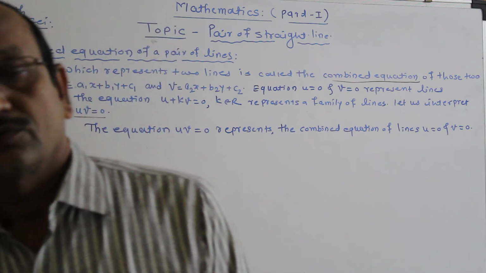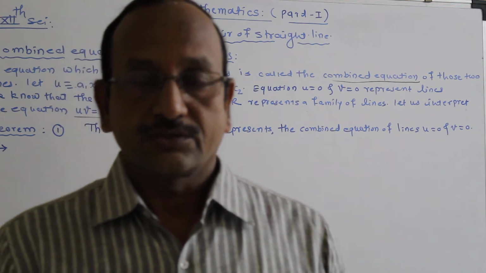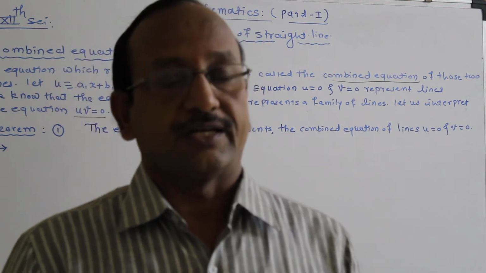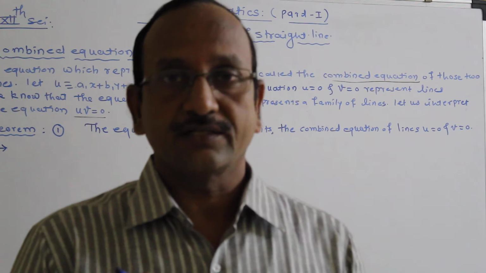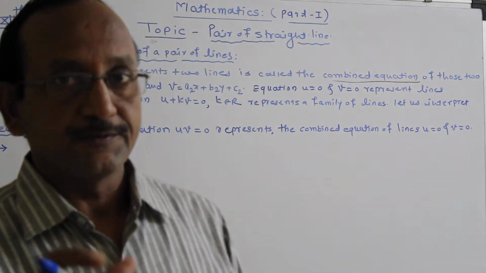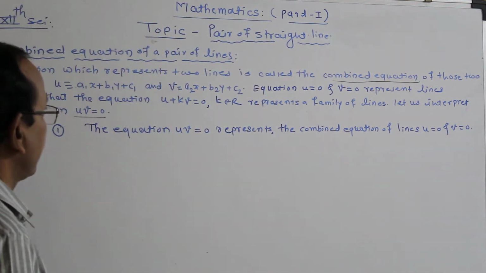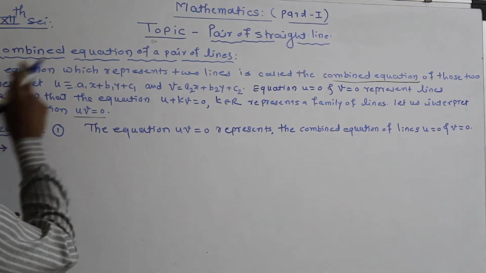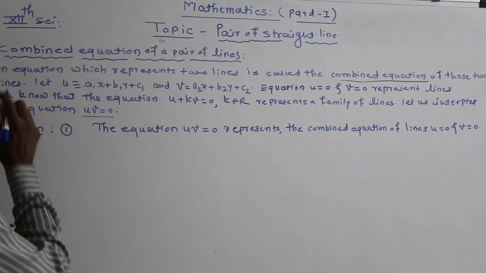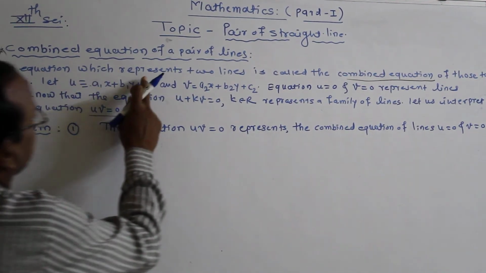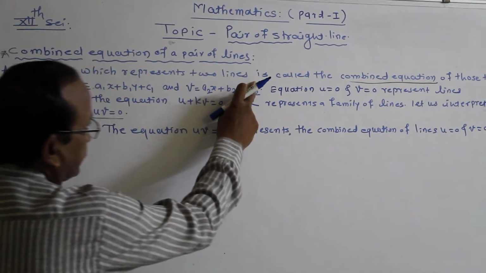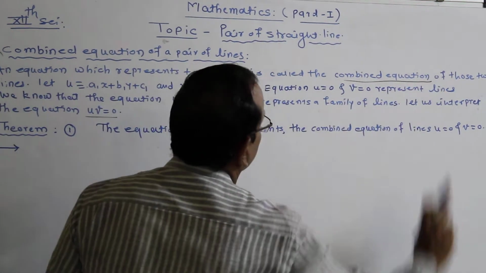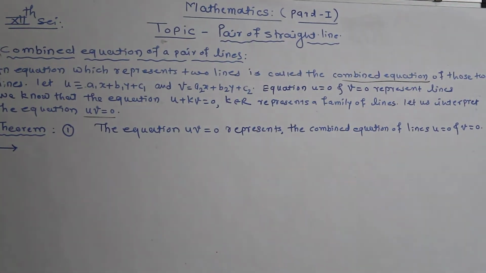Now, today we are going to start the new topic, pair of straight lines. In this topic, the first point is the combined equation of a pair of lines. First, consider what is meant by the combined equation of a pair of lines. An equation which represents two lines is called the combined equation of those two lines.